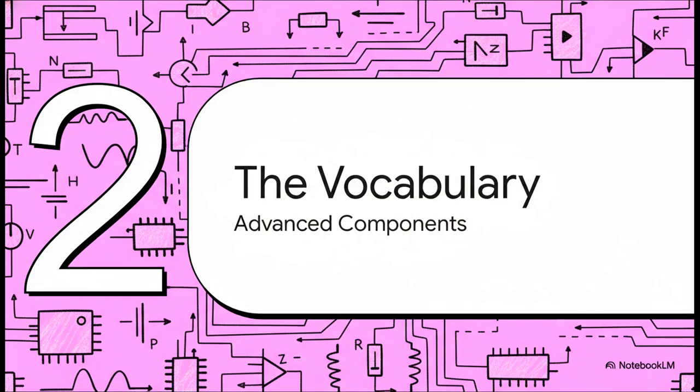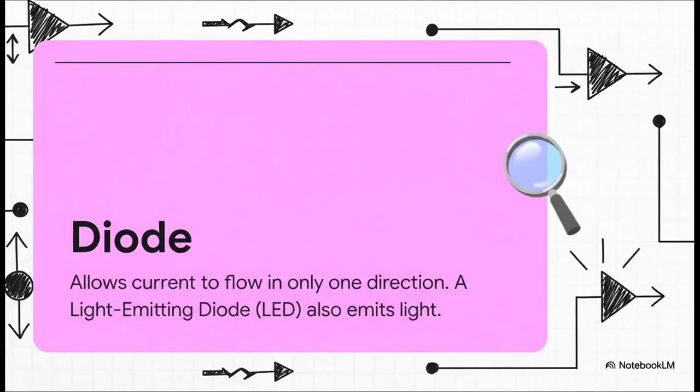Okay, so we've got our letters down. Now it's time to build up our vocabulary. Let's meet some of the more advanced components. These are the real workhorses that do some of the most powerful jobs in a circuit. This symbol here is for a diode, which is basically the one-way street of electronics. It lets electricity flow through in the direction of the arrow, but slams the door shut if it tries to go the other way. And a super common type you already know is the LED, a light-emitting diode. It does the same job, but as a cool bonus, it lights up when current flows through it.